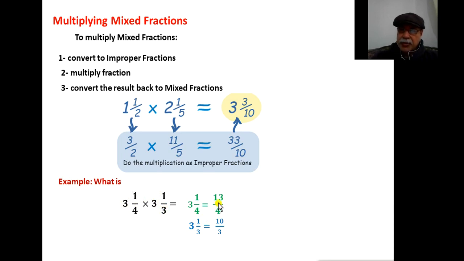Now I multiply this fraction with this fraction. 13/4 times 10/3. This times this, I get 13 times 10, 130. 4 times 3 is 12. You see, I just multiply the numerator with the numerator and the denominator with the denominator.